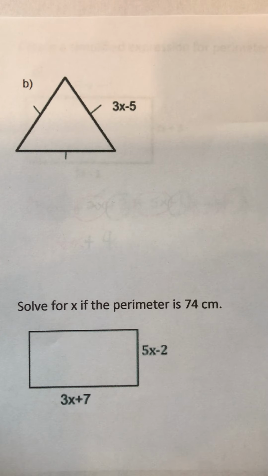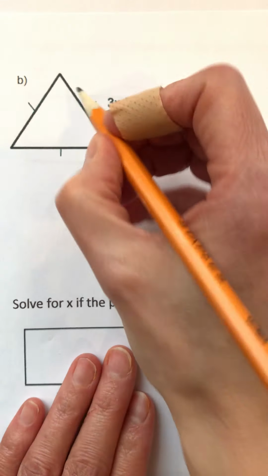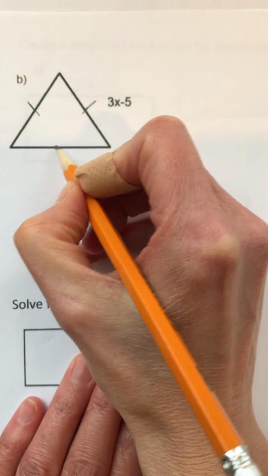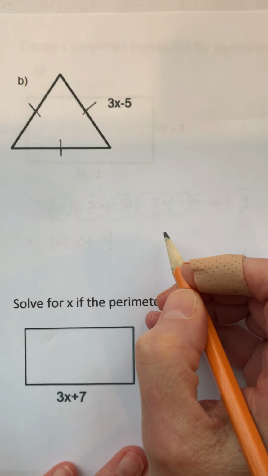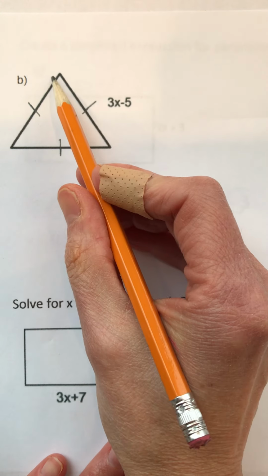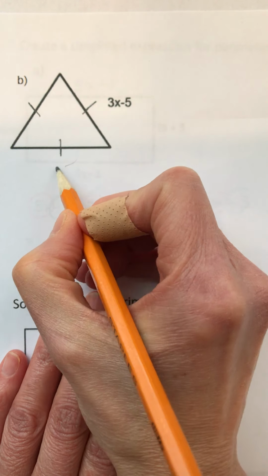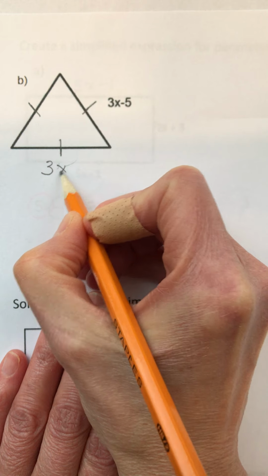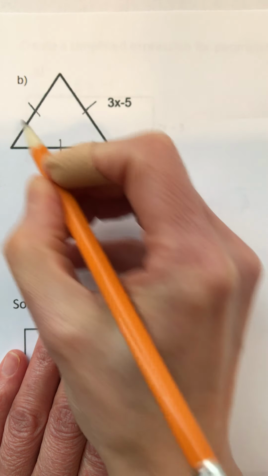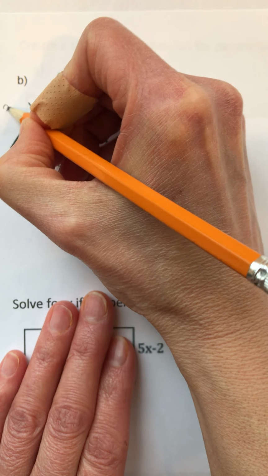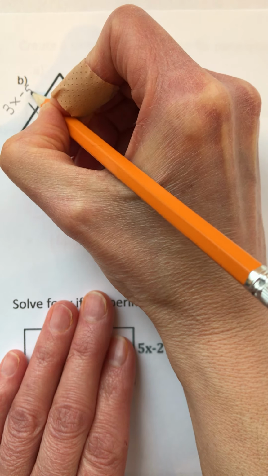The next example I'm going to do for you is a triangle. This is an equilateral triangle, as demonstrated by these little lines here. It just means all three sides are exactly the same side length. So I've been given one side length of 3x minus 5. The first thing I need to do is fill in the other side lengths. We have 3x minus 5 here, and over here would be 3x minus 5.